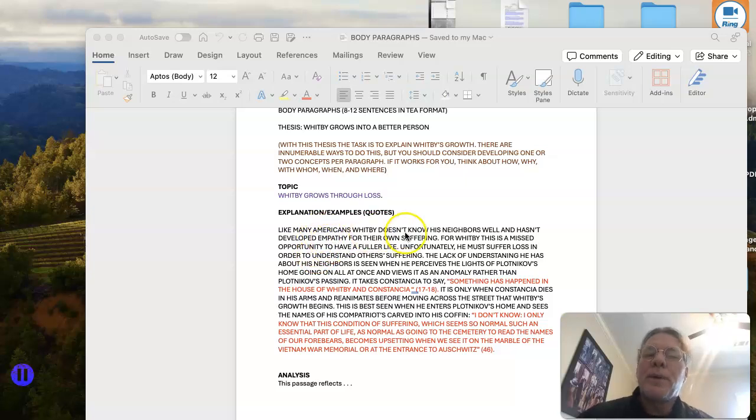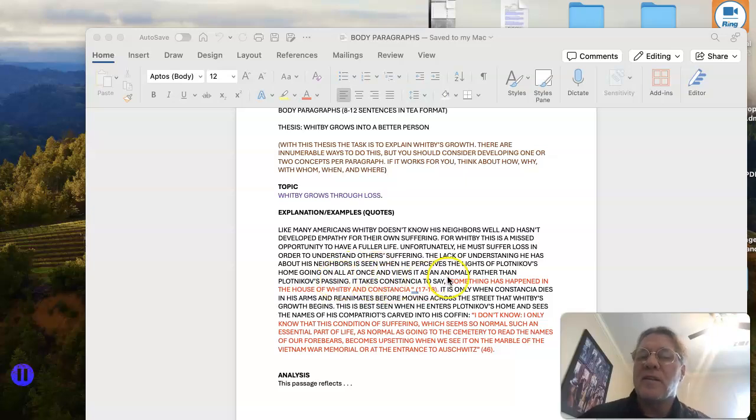Like many Americans, Whitby doesn't know his neighbors well and hasn't developed empathy for their own suffering. For Whitby, this is a missed opportunity to have a fuller life. Unfortunately, he must suffer loss in order to understand others' suffering. The lack of understanding he has about his neighbors is seen when he perceives the light of Plotnikov's home going all on at once and views it as an anomaly rather than Plotnikov's passing.